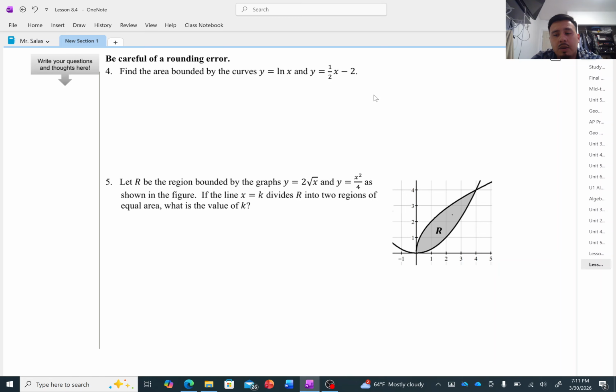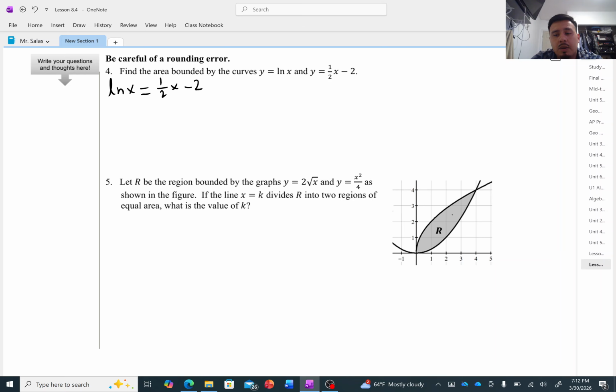Okay. This is find the area bounded by the curves y equals ln x and y equals 1/2 x minus 2. So first thing, just like in the other one, I want to set them equal to each other. I want to find the x values that I'm bounded between. So I'm going to do the natural log of x is equal to 1/2 x minus 2.